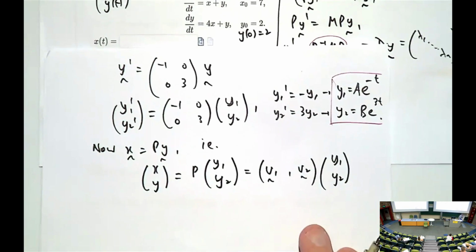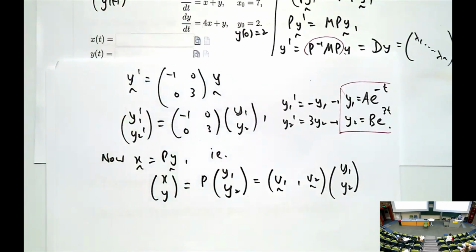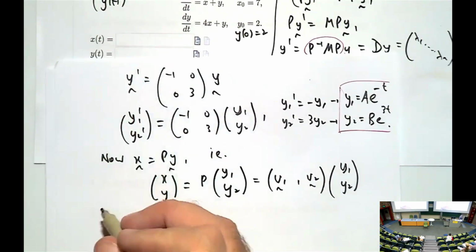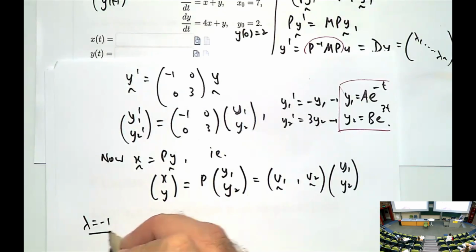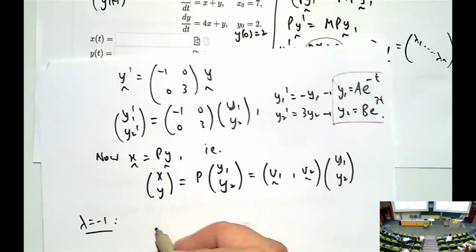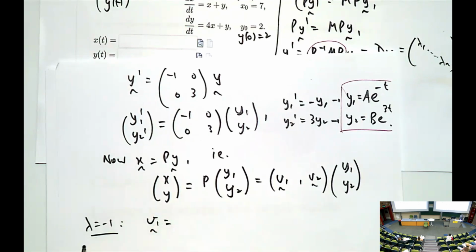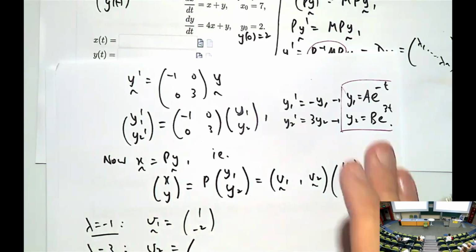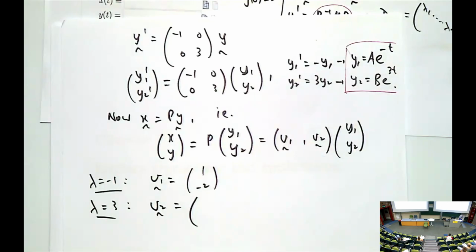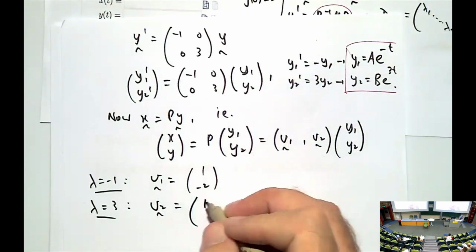Okay, so according to my calculations, for this eigenvalue, the eigenvector is something like this. You don't have to normalize them. And for this, it is 1, 2.